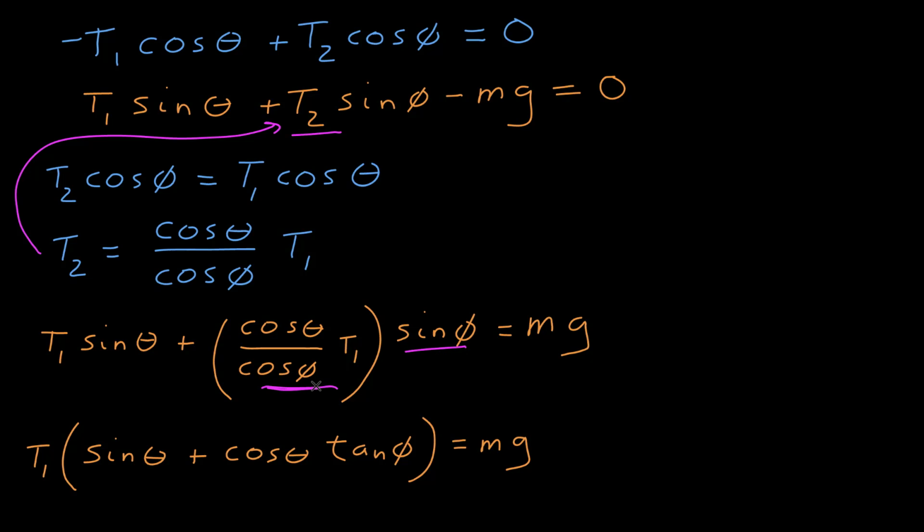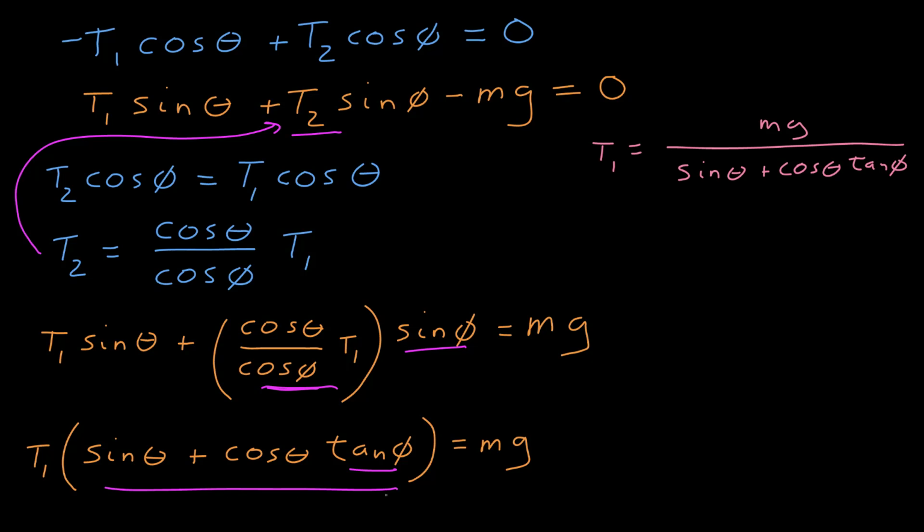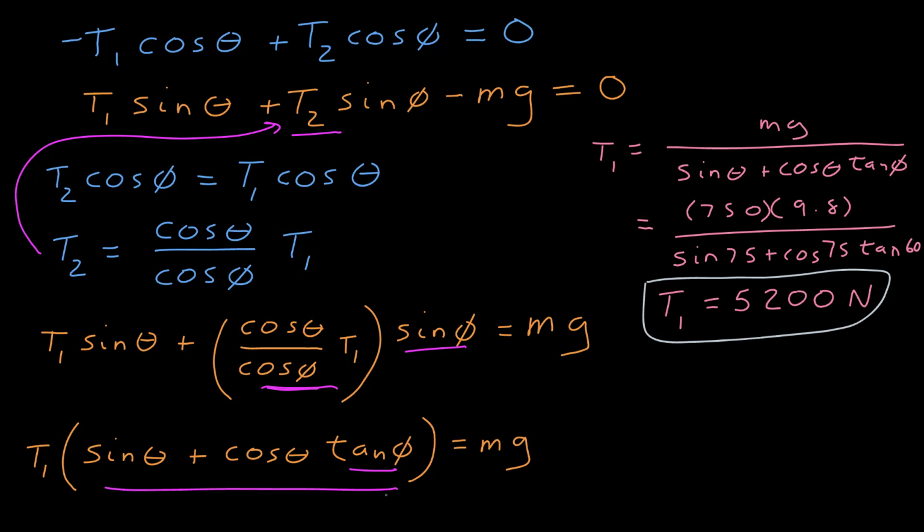Sine phi divided by cosine phi gives us tangent phi, and then I factor T1 out of both terms. And now if I divide both sides by this thing, I should be able to solve for T1. So that's what I've done, and I know everything on the right, so I can plug in numbers, and I get T1 is equal to 5,200 newtons.